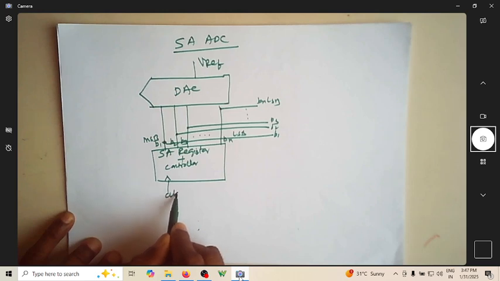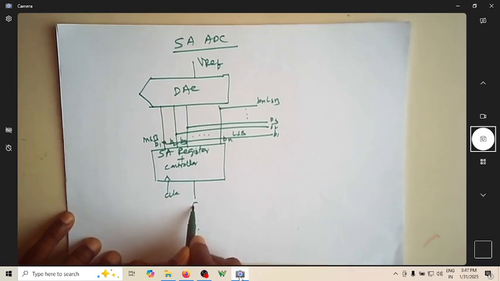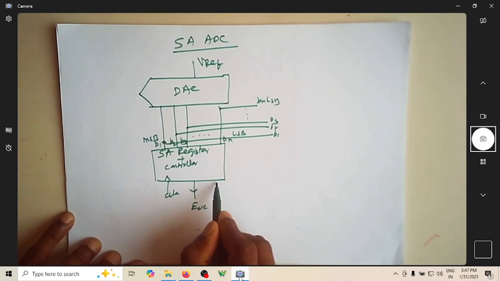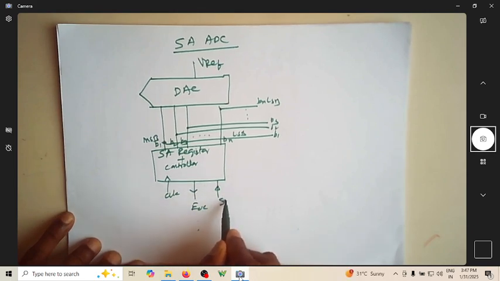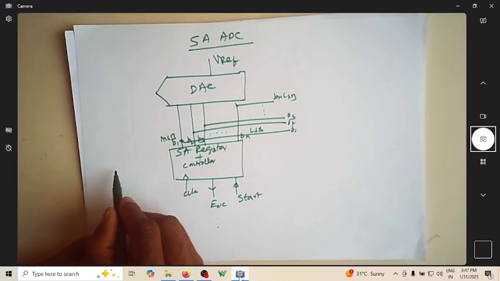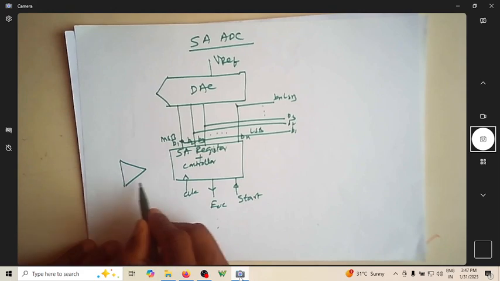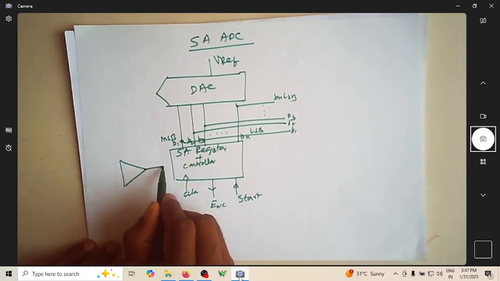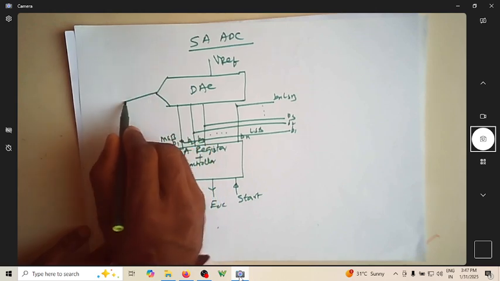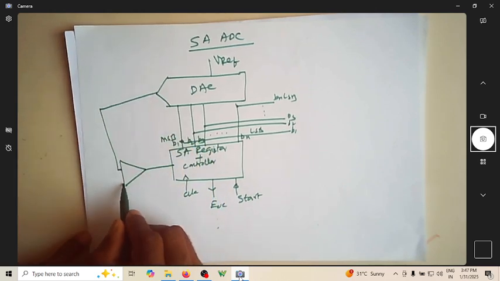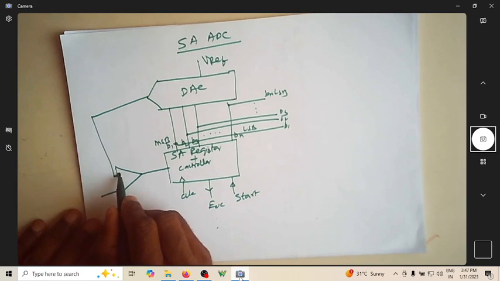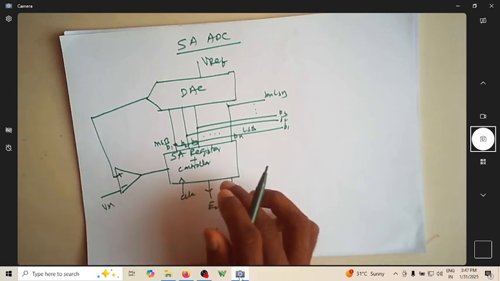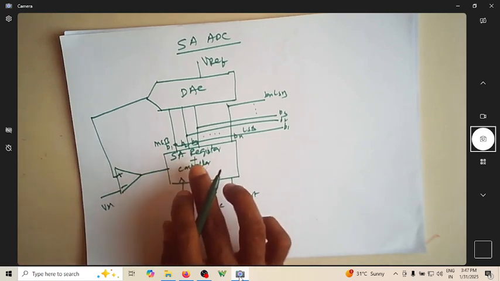There is a clock, there is an EOC, which is an output, and there is a start signal. You have a comparator which allows this SA register to change state depending on the input. Of course, this can be plus or minus, this is V in. Of course, you know the operation of this SA register.